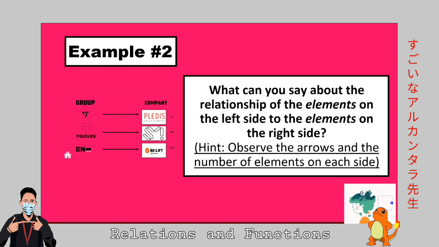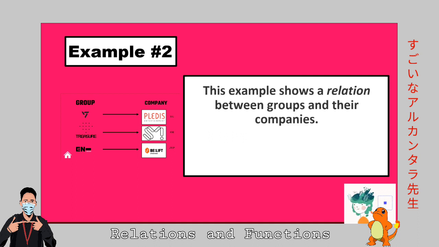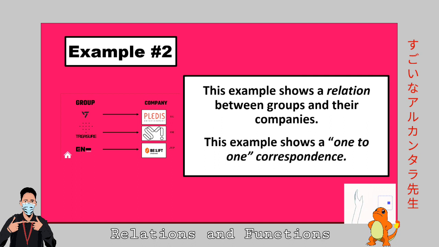One teacher, many students. Example number 2, as you can notice here with the groups, they're all simply under one company. And if earlier it's one to many, this one I think is pretty much straightforward. We have one group, one company. We can say that this is simply one to one. That's the correspondence that it has.